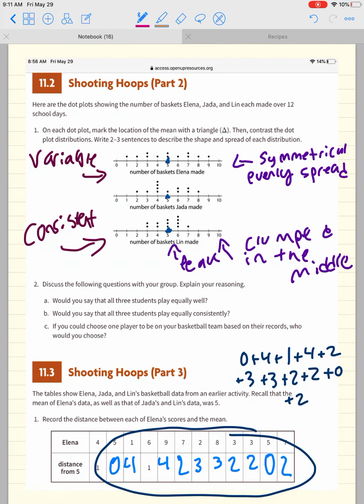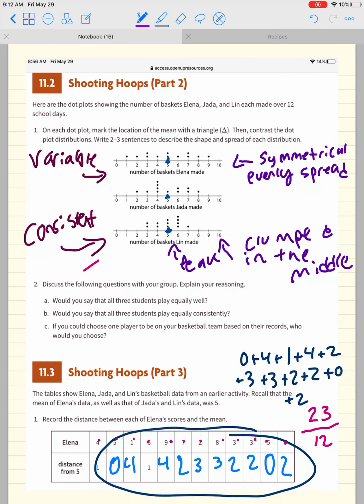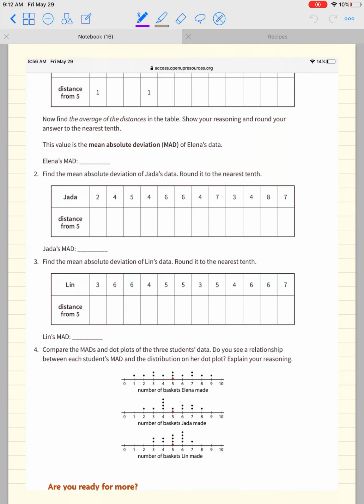And you're going to be dividing 23 by how many numbers? I believe there's 12, but let's double check. 1, 2, 3, 4, 5, 6, 7, 8, 9, 10, 11, 12. Yep, there are 12 of these. So now we need to divide 23 by 12. And we're going to get 1.91, or we could round it to 1.92. And that's what we're going to put right here. So what we just calculated is mean absolute deviation. It's the average of how far away from the mean our data is. That's what we just calculated. So we found the distance away from the mean for each data, and then we calculated the mean of that.